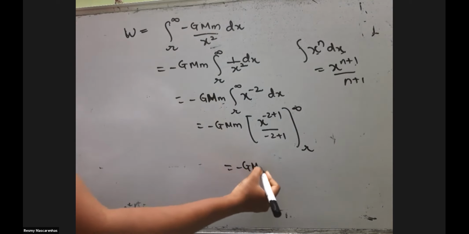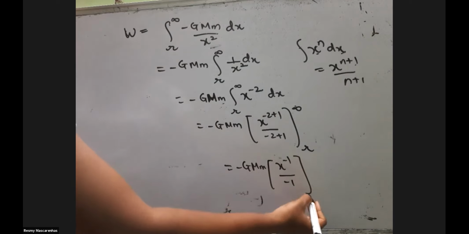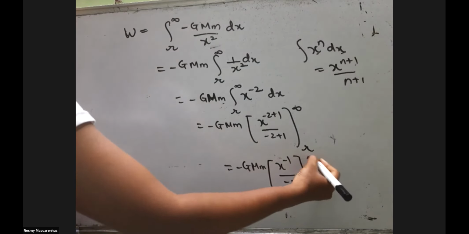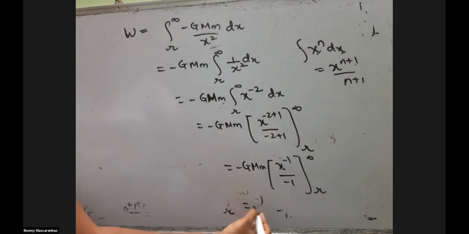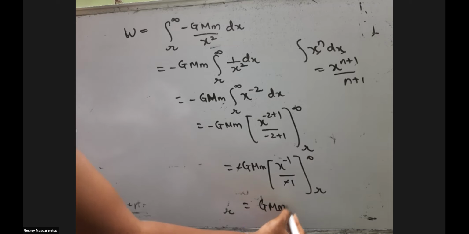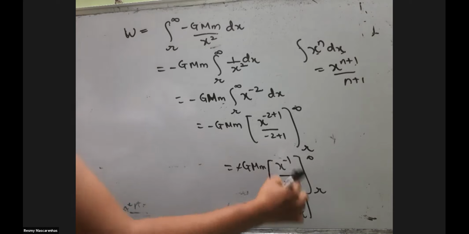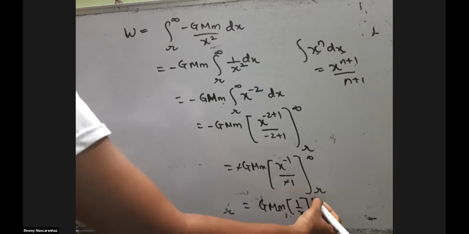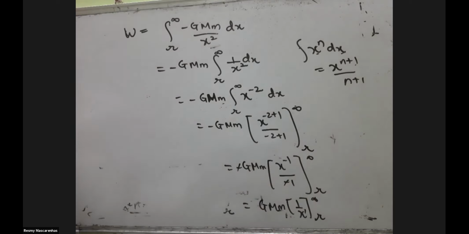Answer is x raised to minus 1 upon minus 1. And as numbers you can always take it out. Minus and minus will cancel. So GMm times x raised to minus 1, I'll take it back as 1 by x. I'll take it back to the denominator, it will become x raised to plus 1.